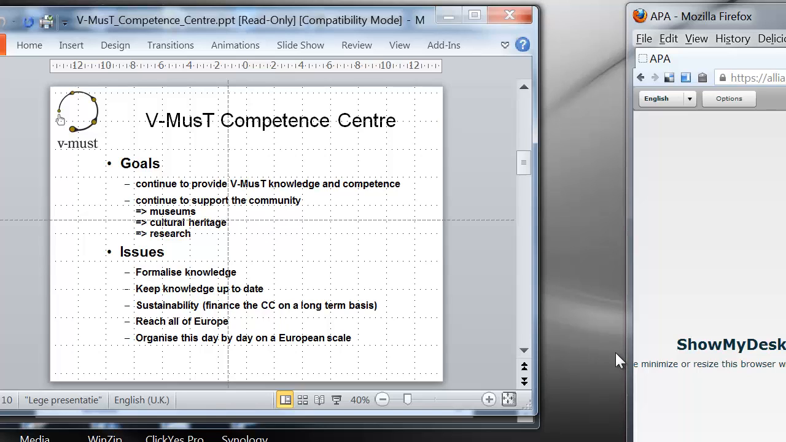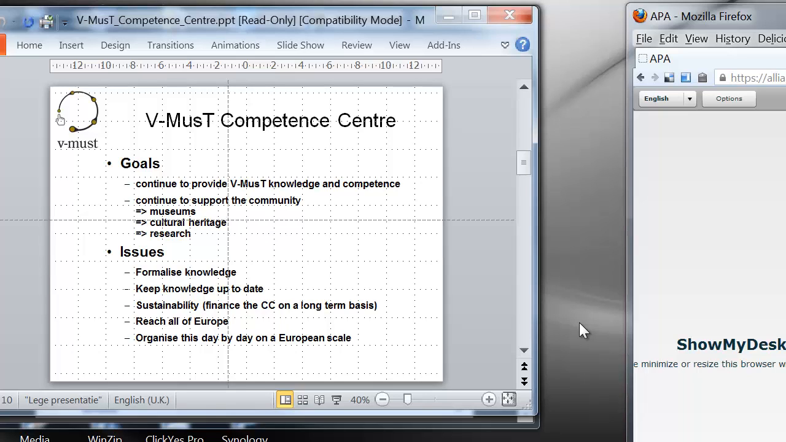So we, of course, have to continue our network of excellence, knowledge, and competence as an organization. That means after the project stops, and that is only within 2.5 years from now, we need to be able to continue our service and our functionality as a network of excellence. So we need to continue to support the community, which consists of museums, cultural heritage, and research institutes working in the field of digital heritage, and in how such heritage can be put to value to the community. This we need to continue.